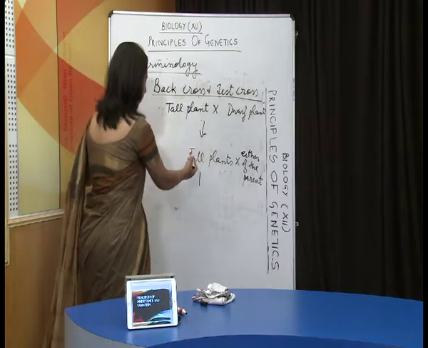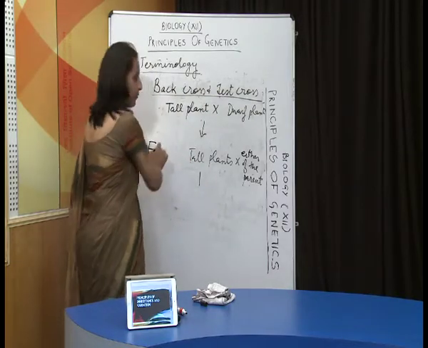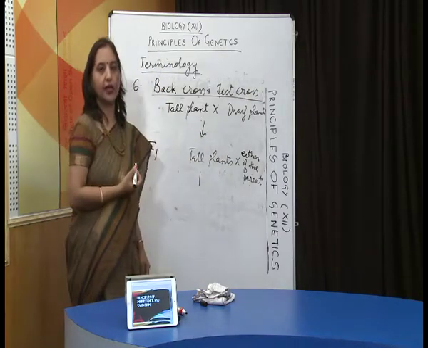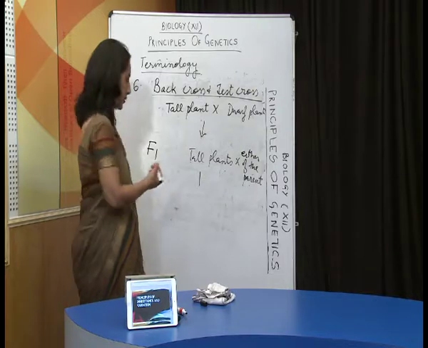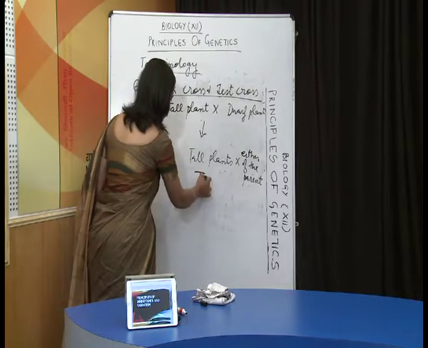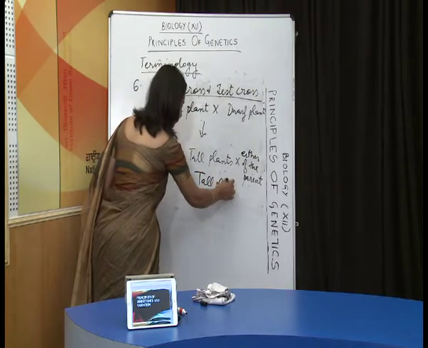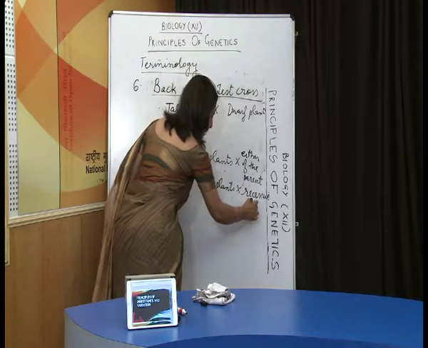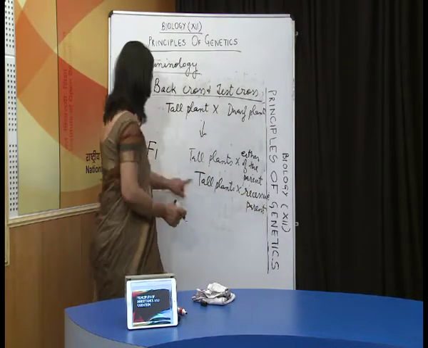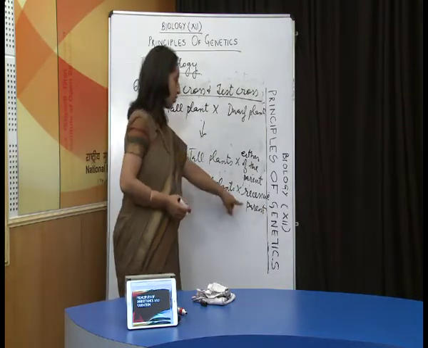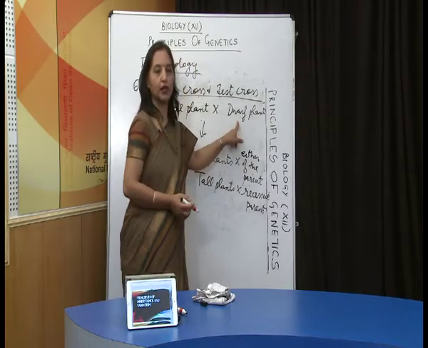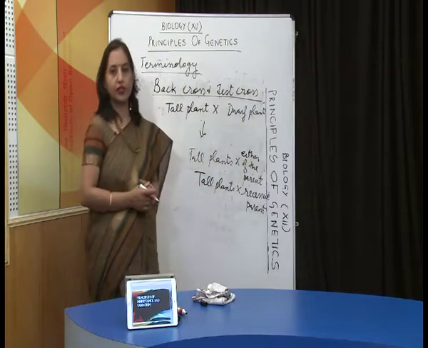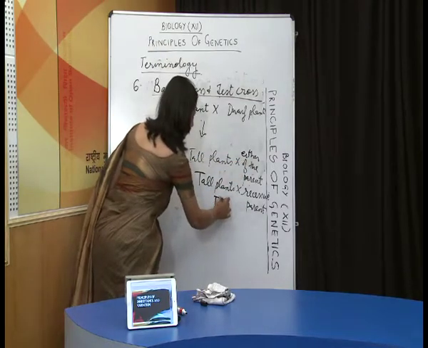Test cross. When the first generation, this F1 is the first generation, is crossed only with the recessive parent, that's called the test cross. You can see it here. This is the first generation, and we have back crossed it with the recessive parent. The recessive parent is the dwarf plant, and when we cross it with the recessive parent, this is called a test cross.